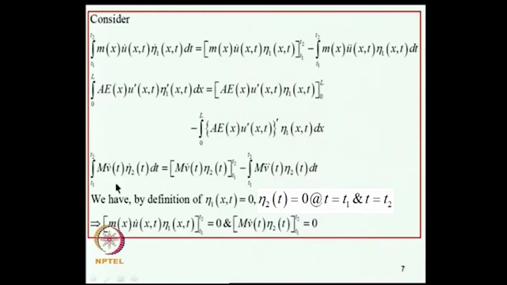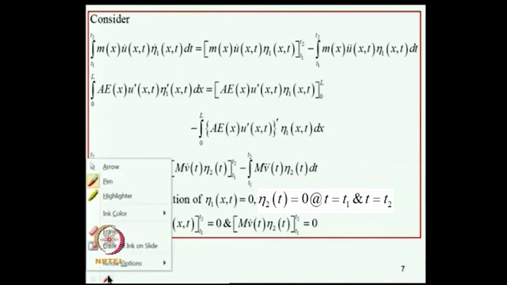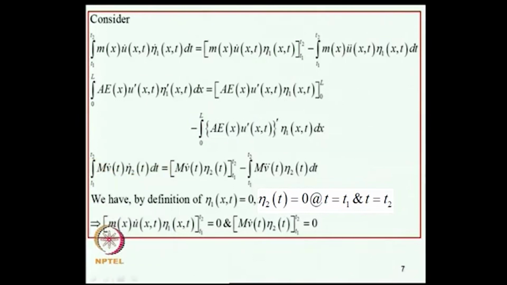The second equation for the variable v dot of t, there is an eta 2 dot of t, and integration by parts now leads to these two terms. Now, eta 1 of x comma t and eta 2 of t are arbitrary variations, and eta 2 of t is 0 at t1 and t2. So, what happens is these two of these terms go to 0. See, these terms are appearing here and here, these two are 0. Now, we need to deal with the other terms.